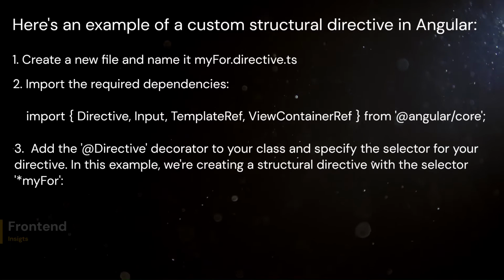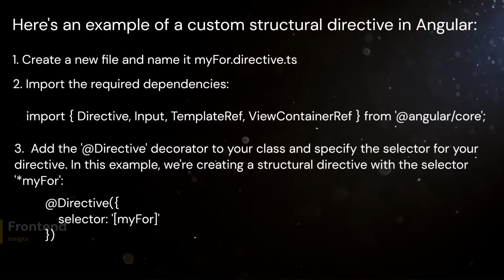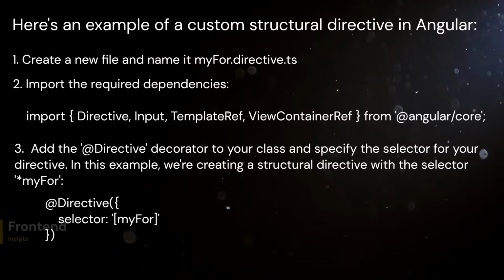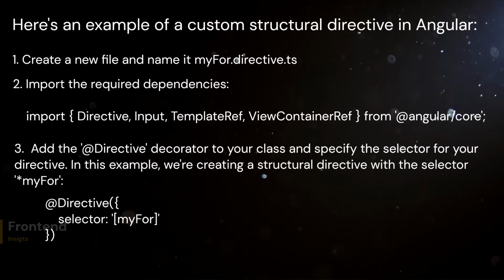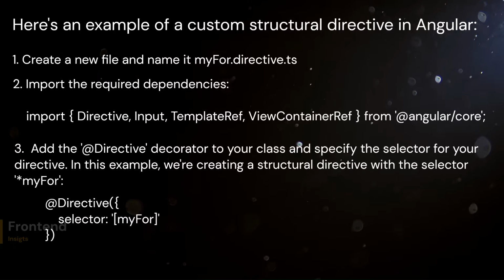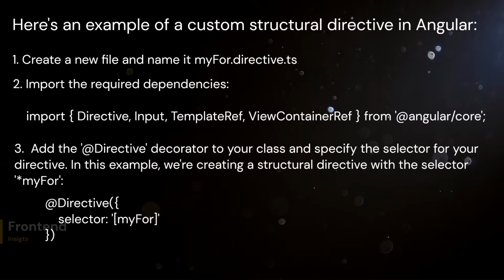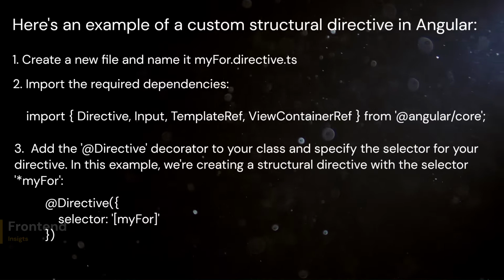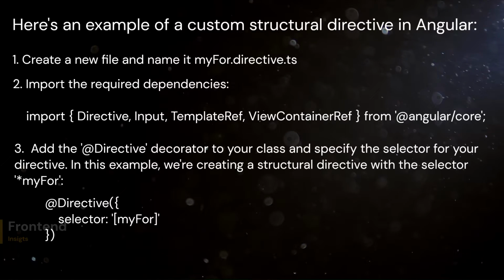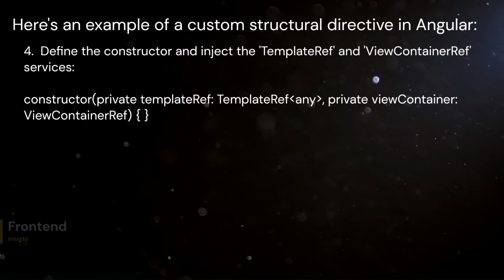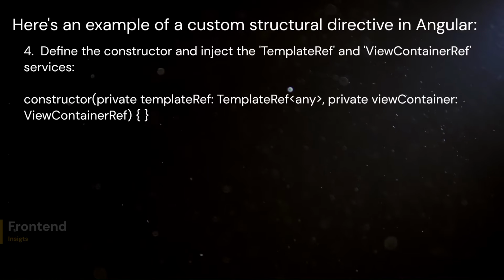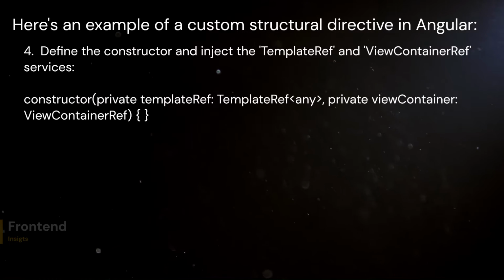Step 3. Add the @Directive decorator to your class and specify the selector for your directive. In this example, we are creating a structural directive with the selector *myFor. Step 4. Define the constructor and inject the TemplateRef and ViewContainerRef services.